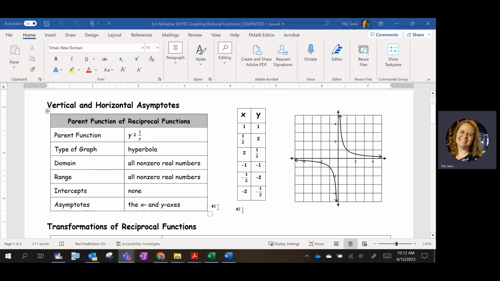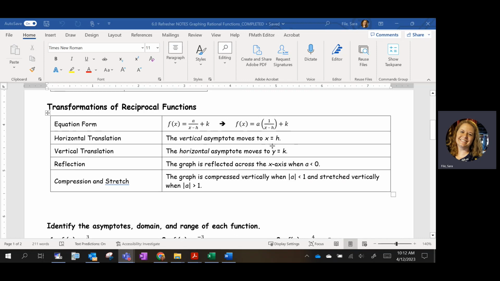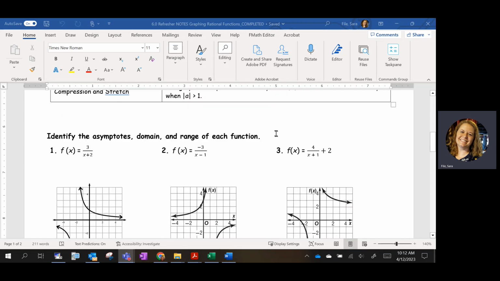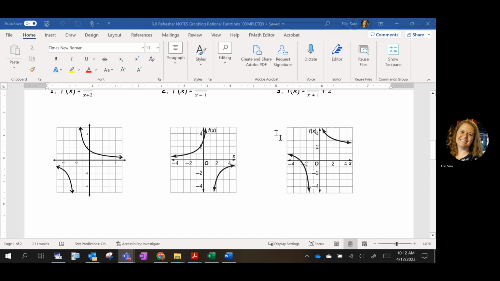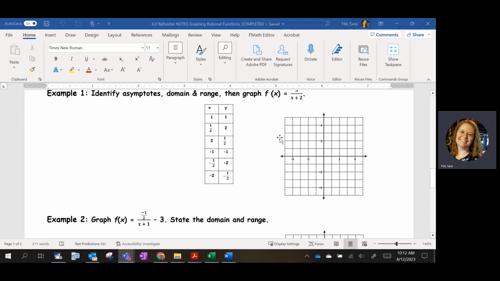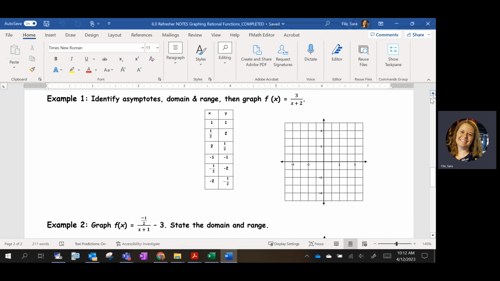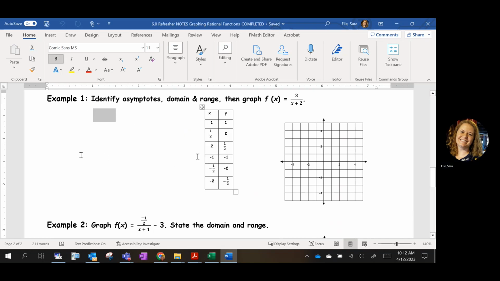Okay, so like I said, that's kind of just a refresher. Back in Unit 1, we reviewed all the parent functions and transformation rules. So we're going to start, I'm actually going to flip over. We're going to start with this one that says example 1. So flip to the back real fast. In example 1, it asks you to identify the asymptotes, the domain and range, and then graph the function.